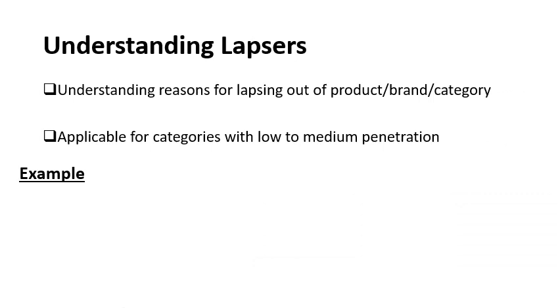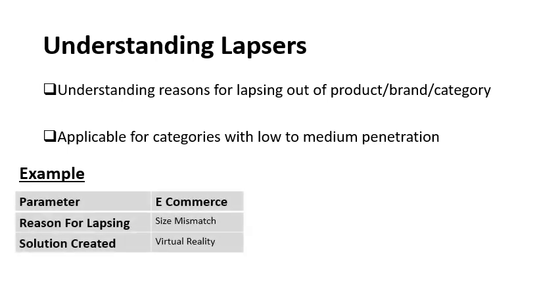Finally, lapses. So how do you understand lapsing? Simple. Go and reach out to consumers who were using a product category at one point of time, but now they are no more using it. So understand the reasons why those consumers lapsed out of a particular product category, and hence you will get to know the areas of dissatisfaction, because if you know those areas of dissatisfaction and you solve them, you become relevant to consumers. So again, let me give you some examples.